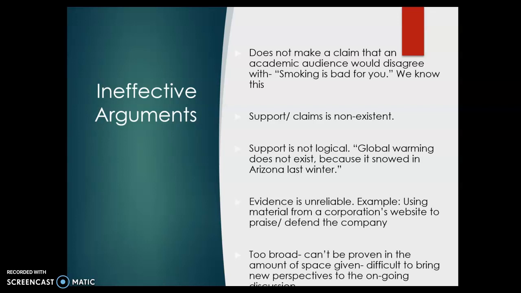Another example here is using material from a corporation's website to praise or to defend the company. So when you pull in evidence that's biased, that's clearly super closely associated with the topic or has some type of invested or vested interest in that topic or subject, it would be something that's unreliable, right? We can't trust that. We can't trust CNN to defend their position on something that's been scrutinized, that's data-driven, when they release someone from a news reporter position that it's been proven, right, through criminal evidence. So that's an example of evidence being unreliable.